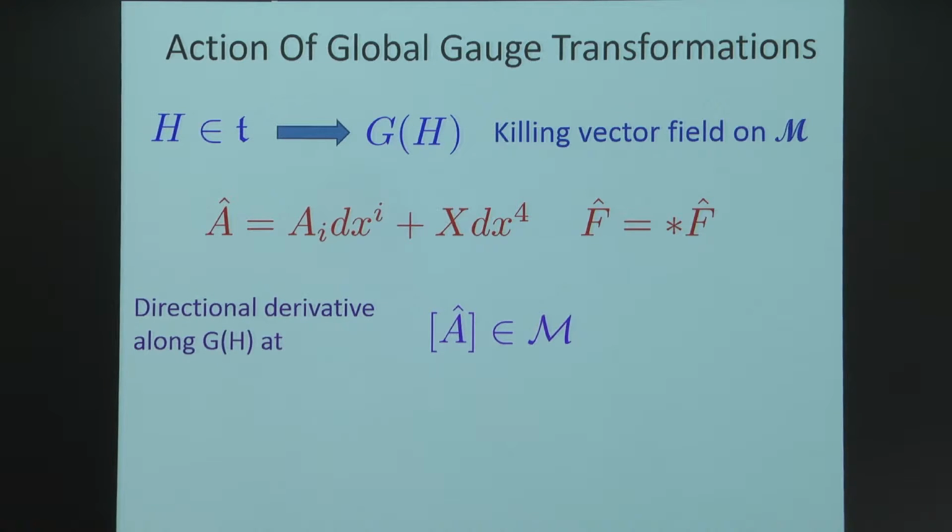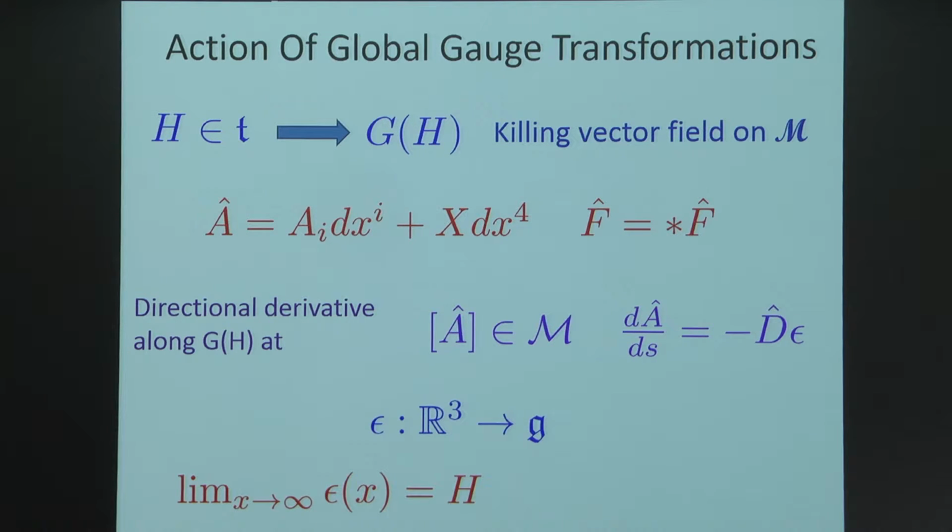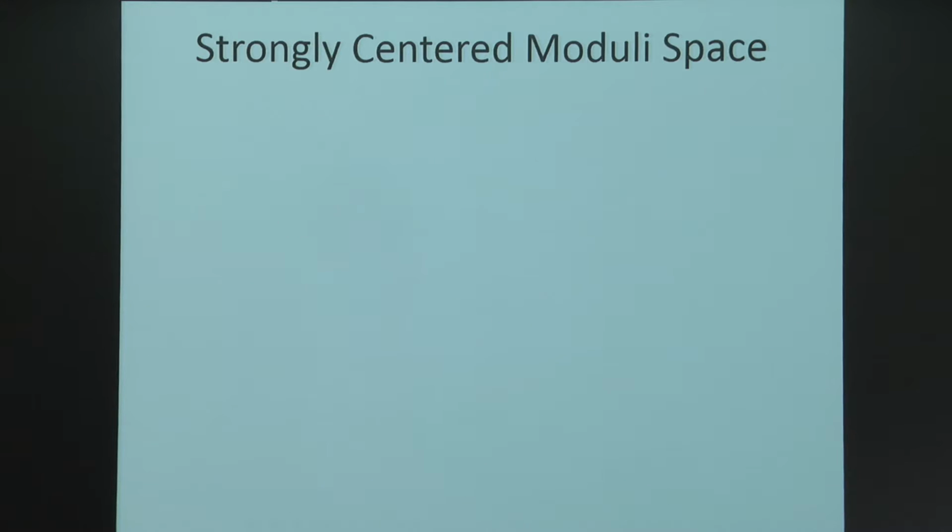And in that language, the directional derivative along G of H at this A hat is just a gauge transformation where the gauge parameter epsilon doesn't go to 0 at infinity, but it goes to this element H we started with. And to make this unique, we have gauge conditions, and so epsilon should be harmonic. Now epsilon is unique, so that is the action of the global transformations.